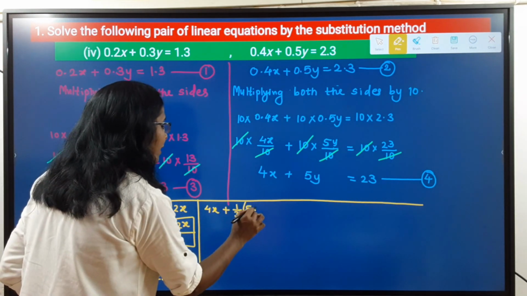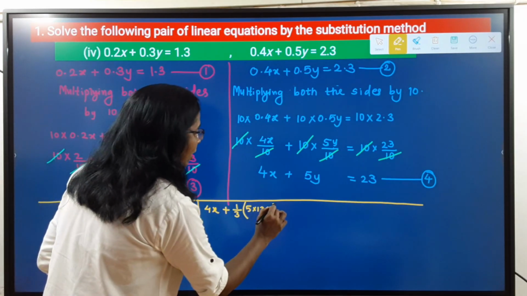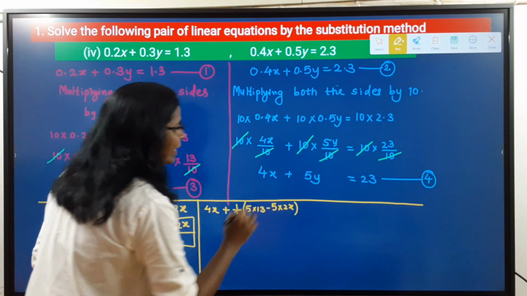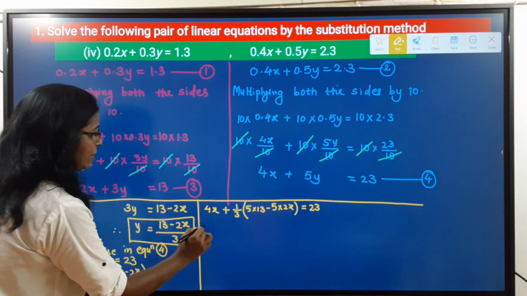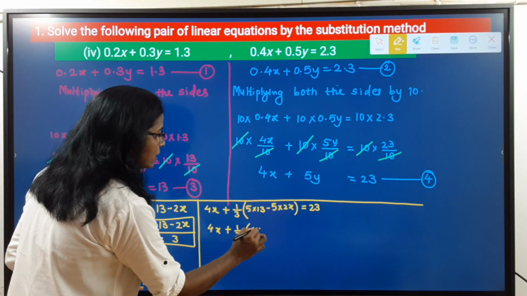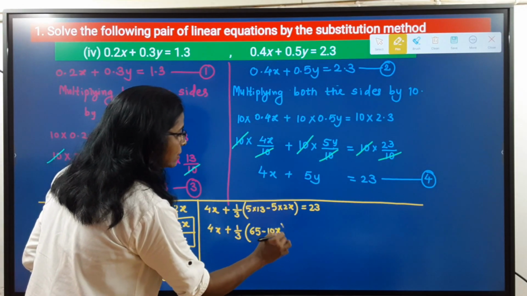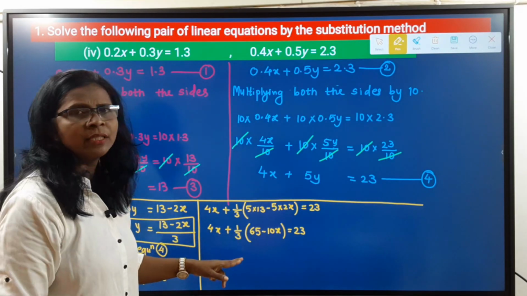So 5 multiplied by 13 minus 5 multiplied by 2x is equal to 23. That means here, students, 4x plus 1 upon 3. Here 13 fives are 65, minus 10x is equal to 23. Now at the denominator place there is a 3.